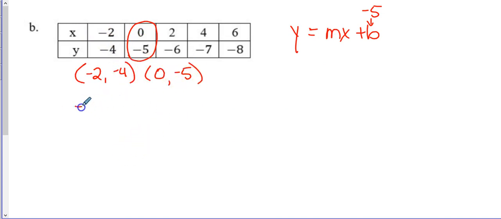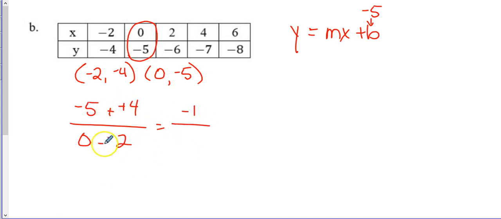All right, so negative 5 minus negative 4 over 0 minus negative 2. That's plus positive, so that's negative 1. And that's plus positive over 2. So my slope is negative 1/2. So I'm going to fill in a negative 1/2 here. That's all I need to do. Y equals negative 1/2 x minus 5.